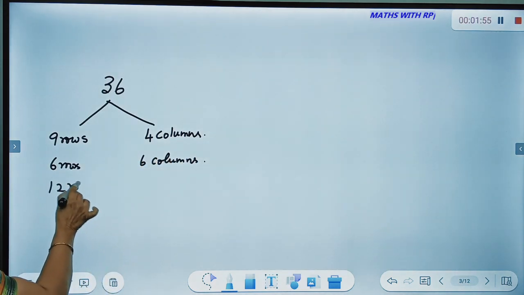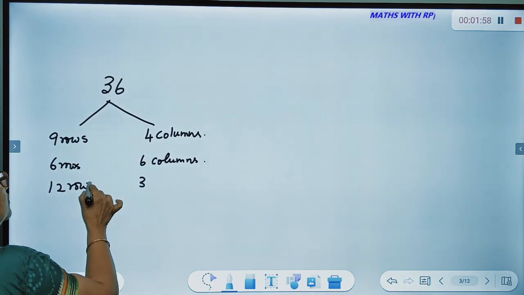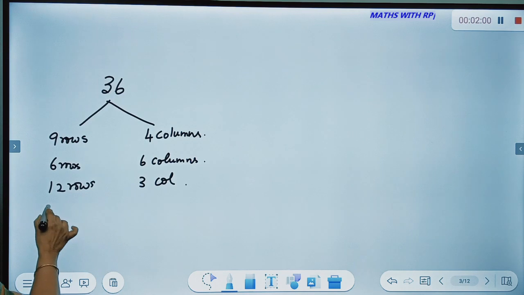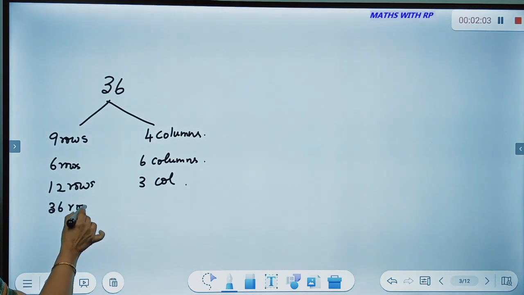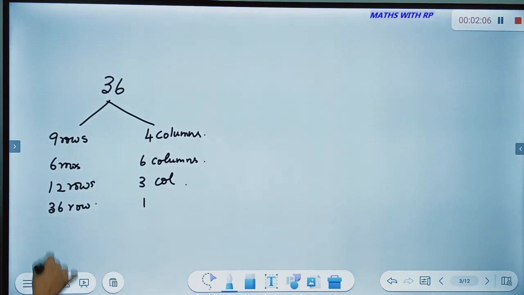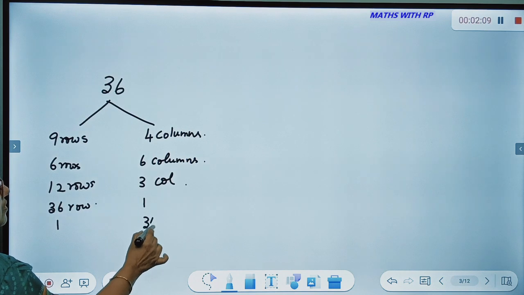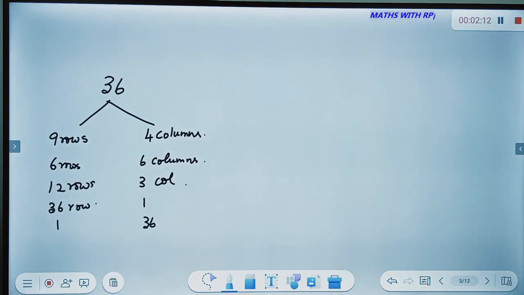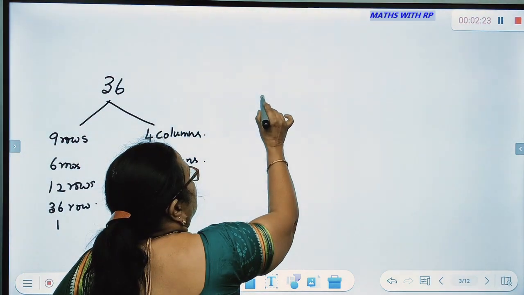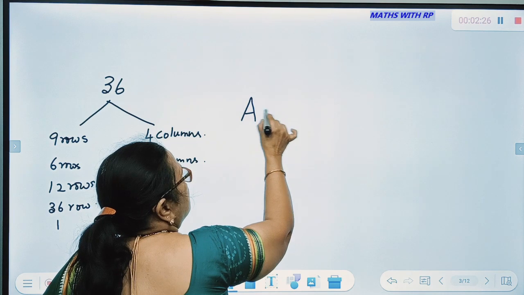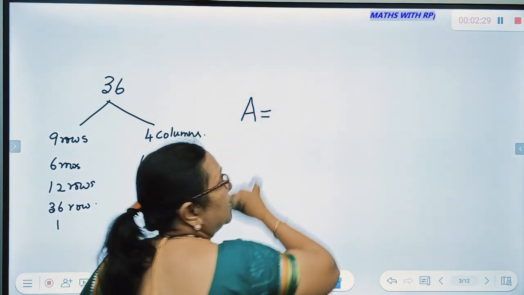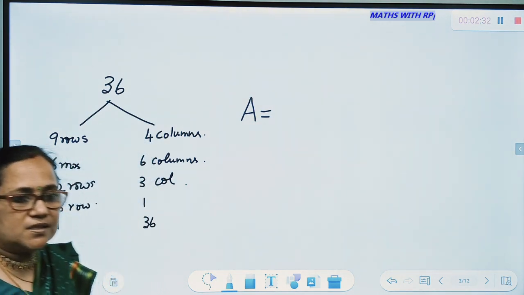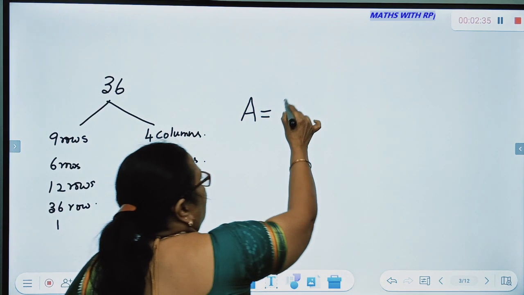12 rows, 3 columns. 36 rows in which I'll have only 1 column, or 1 row and 36 columns. So these are some of the ways by which I can arrange 36 students. So a matrix is nothing but an arrangement. It is denoted using capital letters, and you can use either rectangular brackets or parentheses like this.